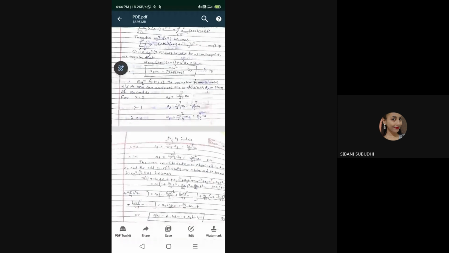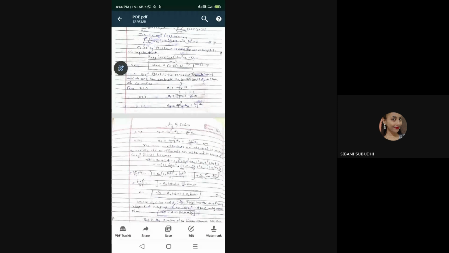Similarly, when lambda is equal to 2, you have a4 is equal to minus omega square by 3 multiplied by 4 into a2. That is nothing but omega to the power 4 by 4 factorial a0. Okay. In place of a2, we are substituting minus omega square by 2 factorial a0 everywhere. Similarly, you have the other terms. The even coefficients are obtained in terms of A0 and the odd coefficients are obtained in terms of A1.